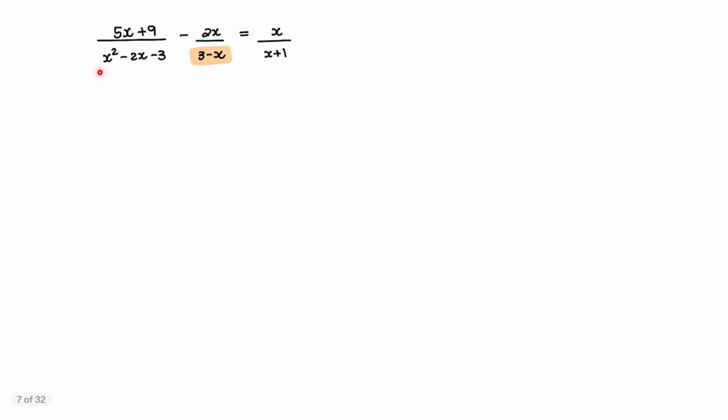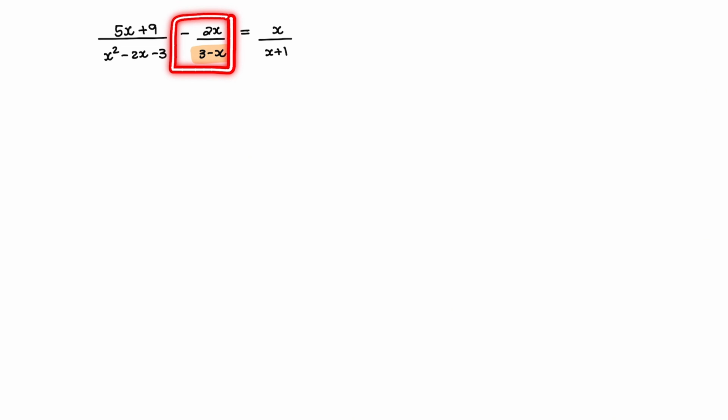And in this video, we want to solve for x. So here we are given (5x + 9) divided by (x squared minus 2x minus 3). Our second term is negative 2x divided by (3 minus x). And on the right-hand side, we have x divided by (x plus 1).